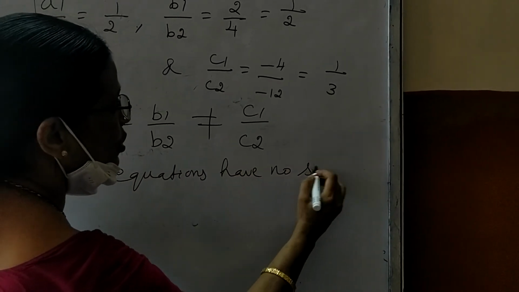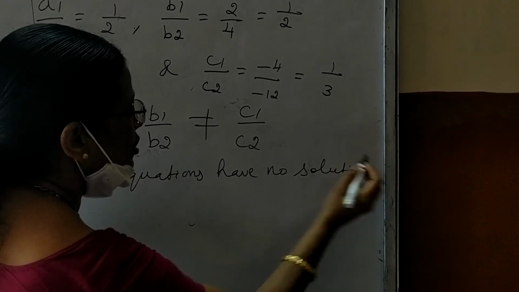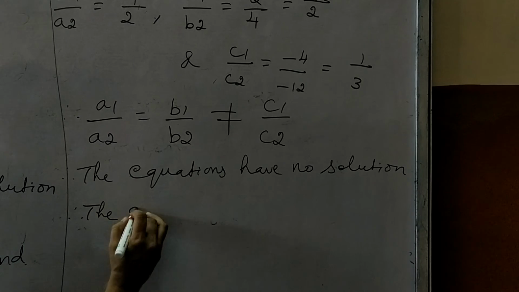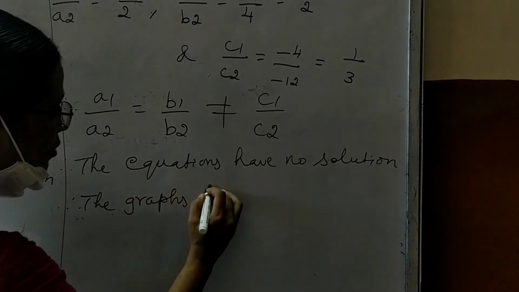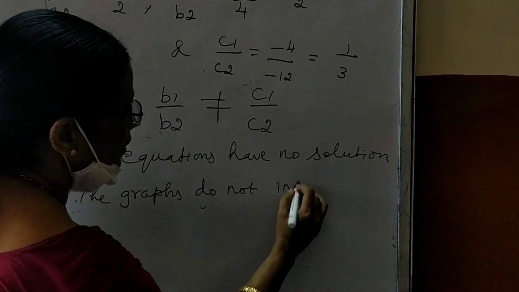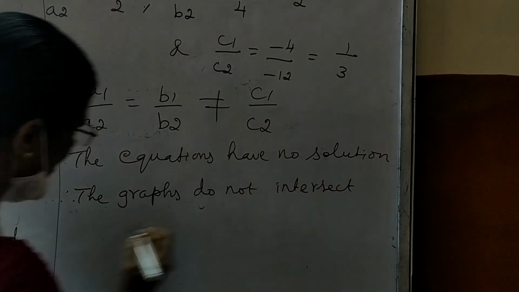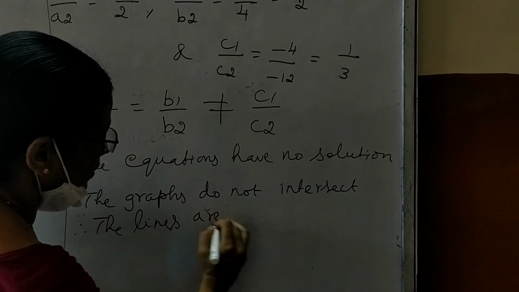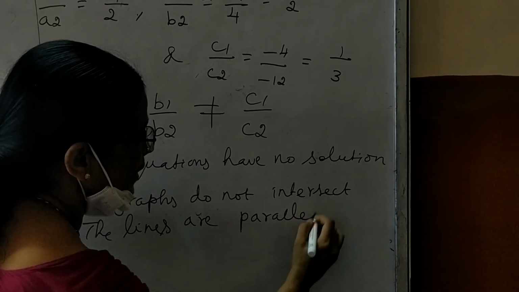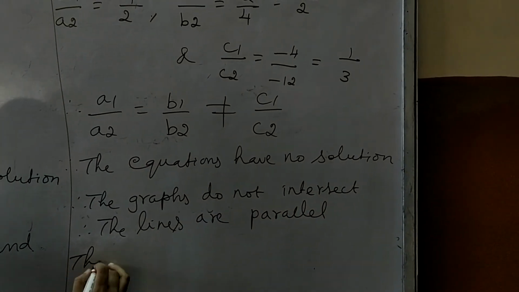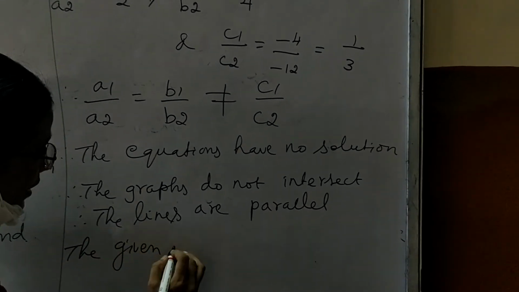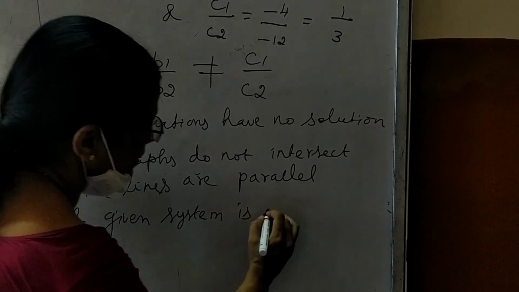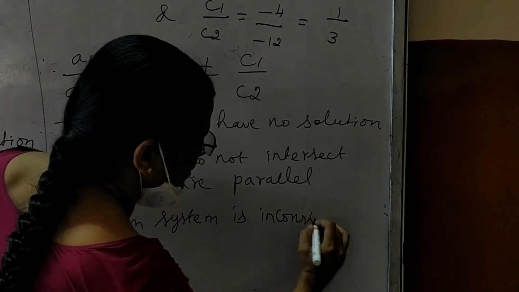have no solution. What do you mean by no solution? The graphs do not intersect. Therefore I write the graphs do not intersect. If they do not intersect, what type of lines will we get? We'll get the lines are parallel. When the lines are parallel, we say the given system is inconsistent. The given system of equations is inconsistent.